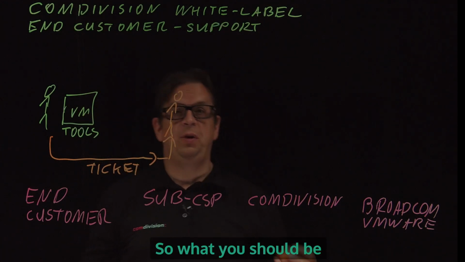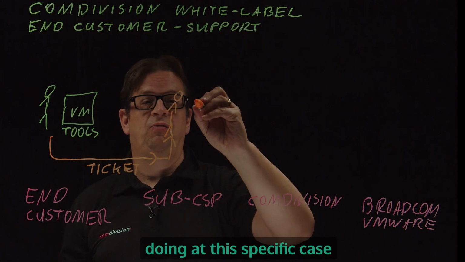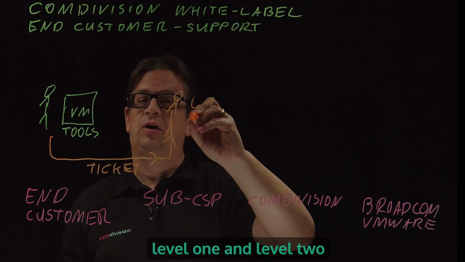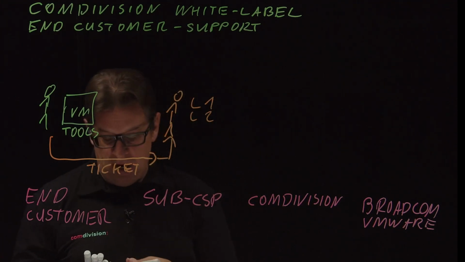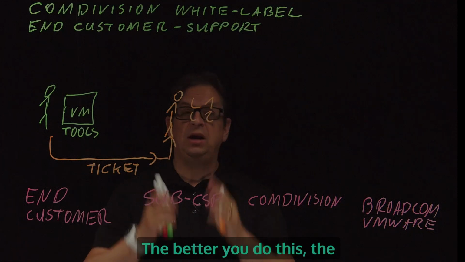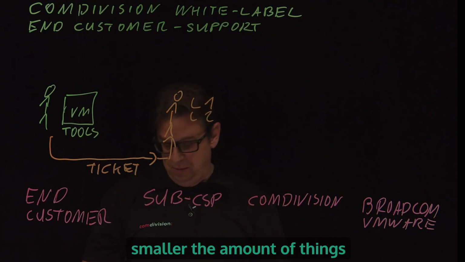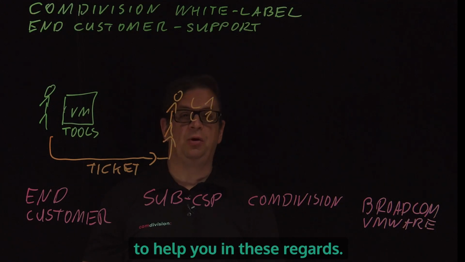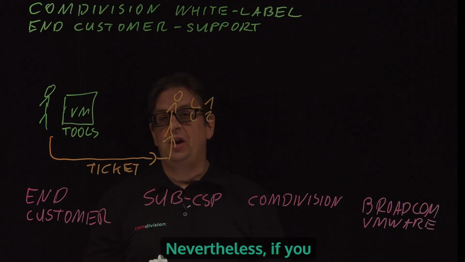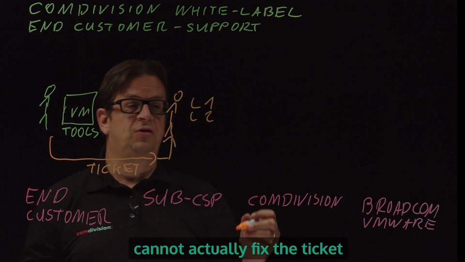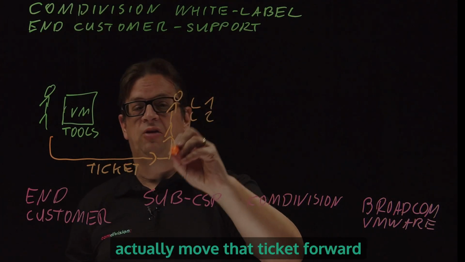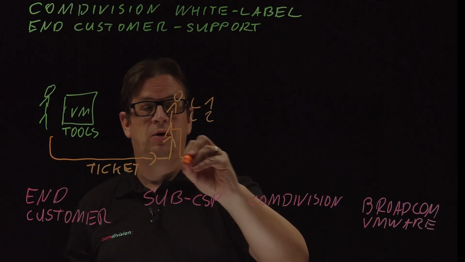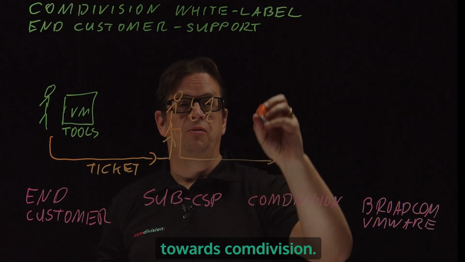So what you should be doing in this specific case is what is considered level 1 and level 2 support analysis. The better you do this, the smaller the amount of things we have to do on the ComDivision side to help you in these regards. Nevertheless, if you cannot actually fix the ticket yourself, you are going to move that ticket forward towards ComDivision.